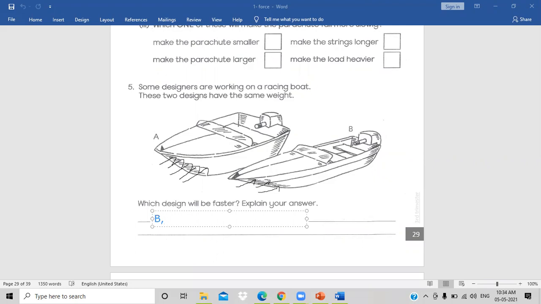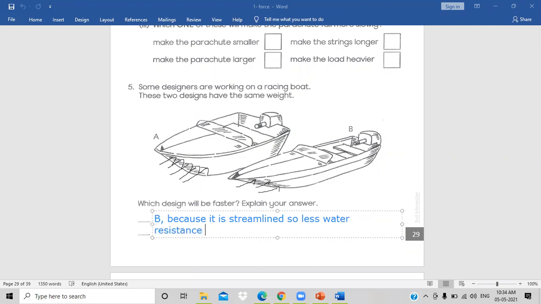And why? Because it is streamlined. So less water resistance will affect it.